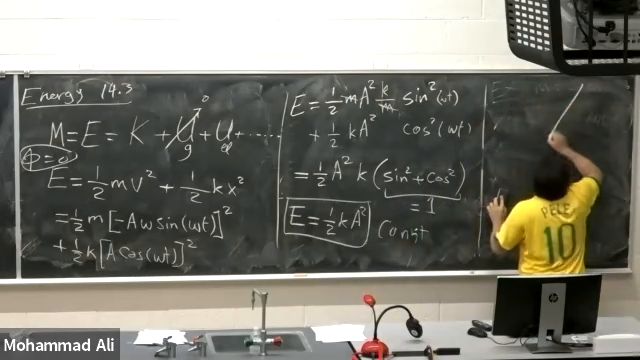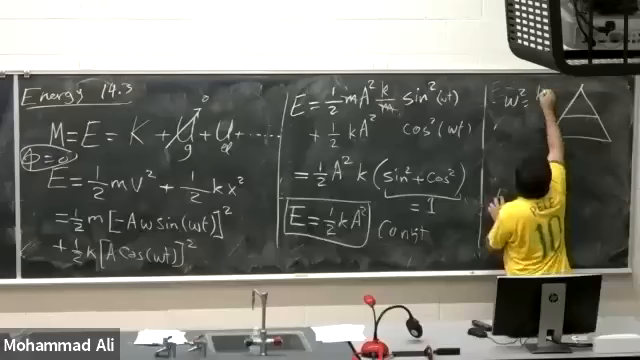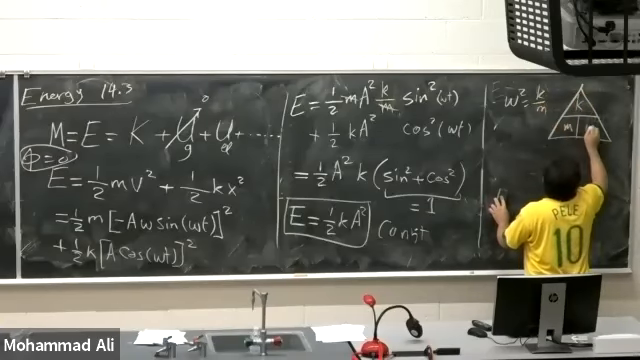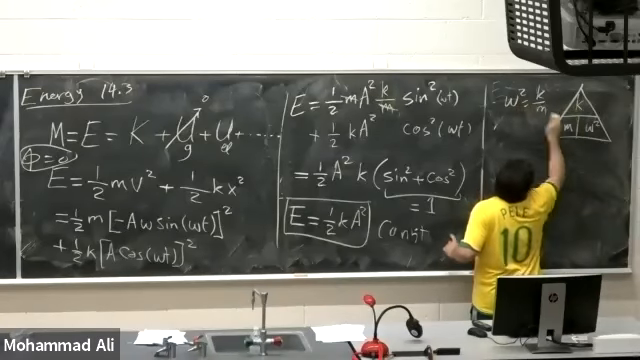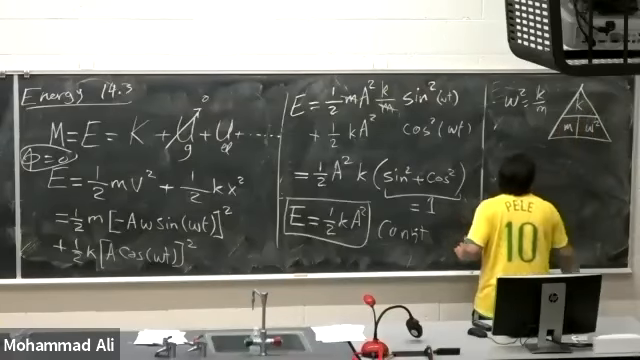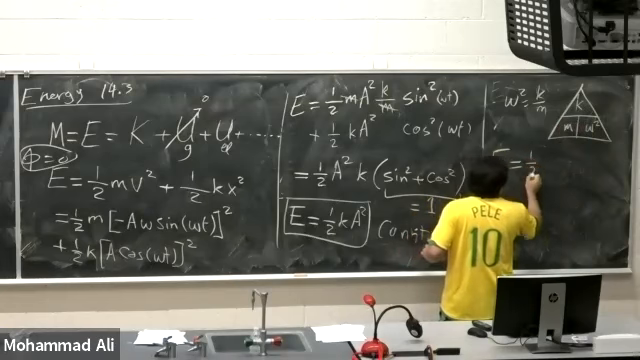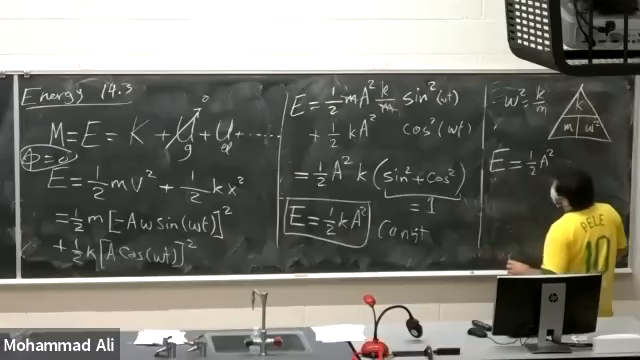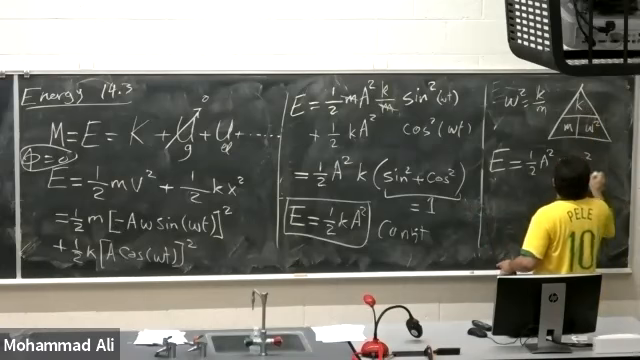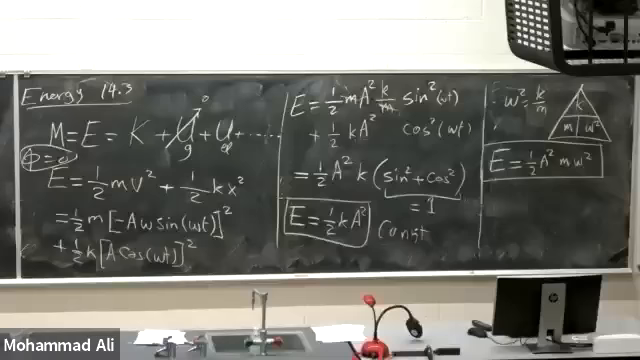Now we have this triangle. We have omega squared is equal to k over m. So k is m omega squared. M is equal to k over omega squared. K is equal to omega squared multiplied by m. So the energy, we can write it in different ways. It is half a squared k, which is equal to m omega squared. This is another view for the energy, right?